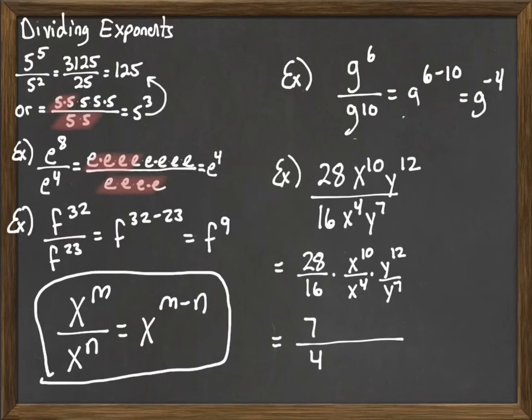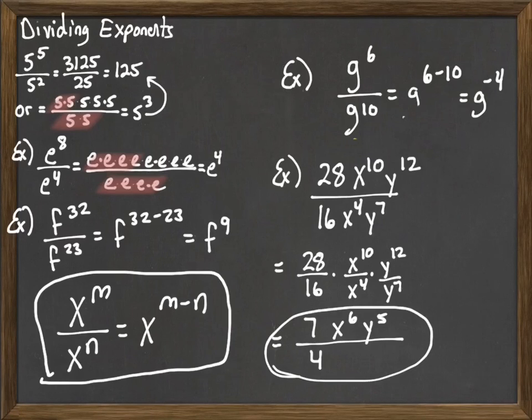And then we turn to our variables. I have an x to the 10th over an x to the 4th. So we subtract, following our rule for exponents, 10 minus 4. And that answer is going to go in the numerator when we do this division, the subtracting part here. 10 minus 4 gives me x to the 6th. And then we move to the next term, y to the 12th over y to the 7th. Again, using our rule for dividing exponents, we would do 12 minus 7. And that would give us, of course, y raised to the 5th power.